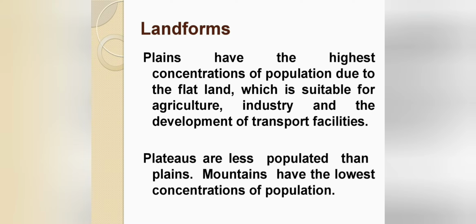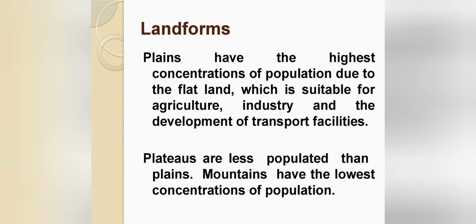Wherever the fertile plains are in the world, they are thickly populated. I mean, their population is more in comparison to other landforms. The reason behind that is they are flat land where agriculture is possible because the fertile soil is there. Industries are possible because of the flat land, and the development of transport facilities is there. So humans try to live in those places where everything is easily available. Okay, so plains fulfill all the requirements of humans.